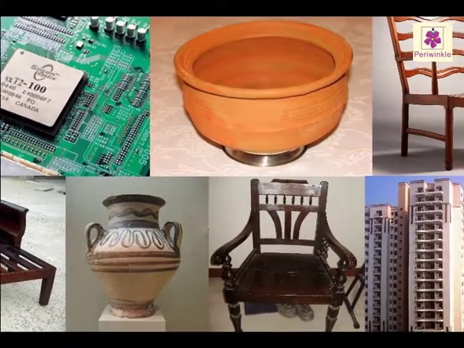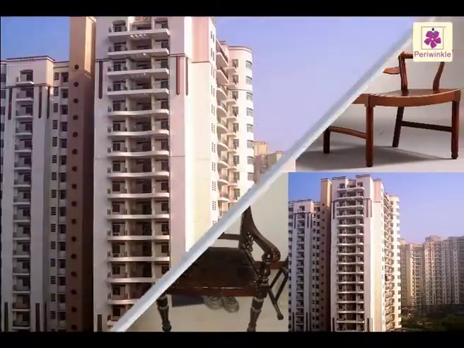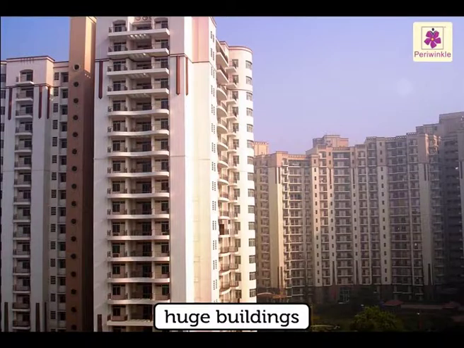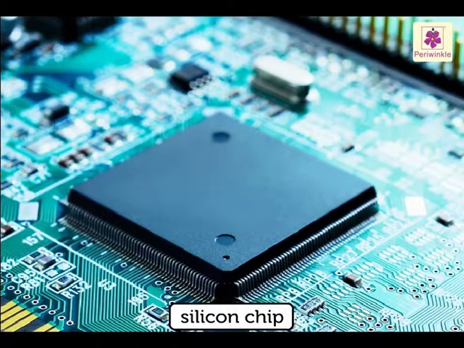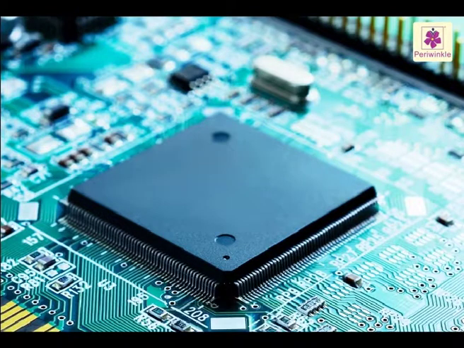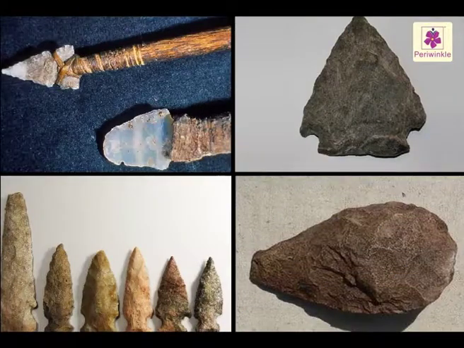A lot of things we use every day, right from the huge buildings where we stay to the minutest of silicon chips, without which our computers and mobiles would not work, have come from the Earth's atmosphere or from its crust. Even early man used tools made of rocks and stones.